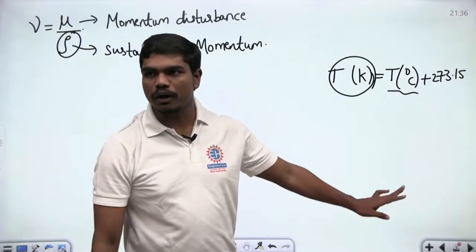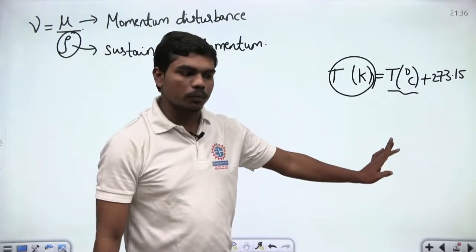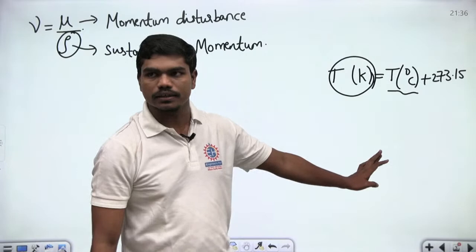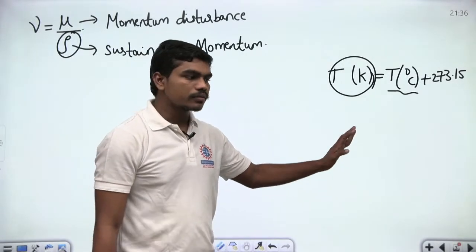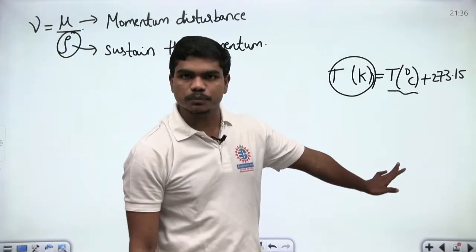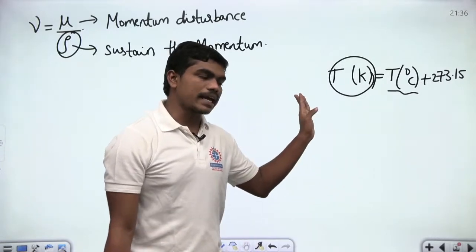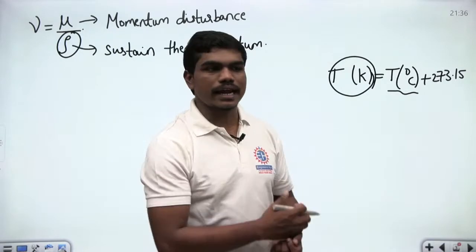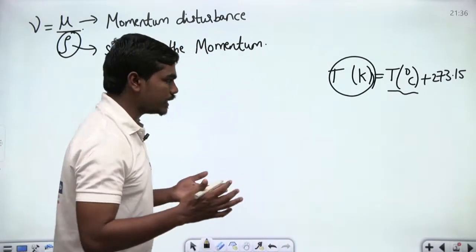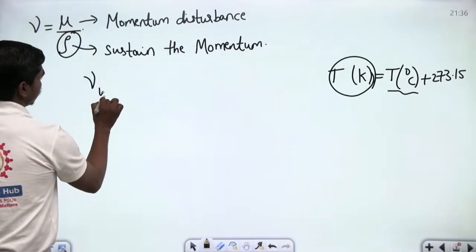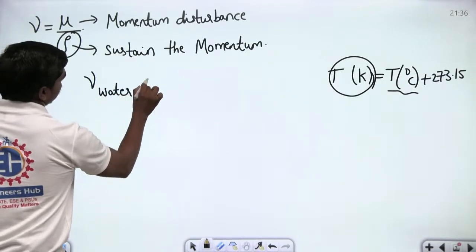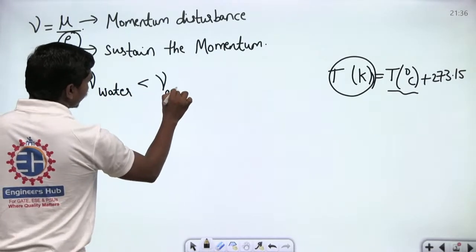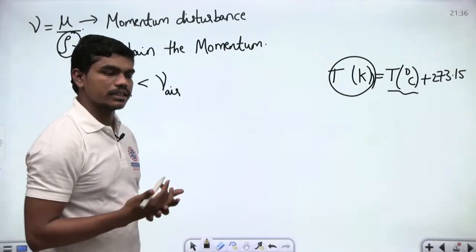Can you all recollect till this point? Yes or no? Can you all recollect till this point from yesterday's lecture? We have seen what is kinematic viscosity, what is dynamic viscosity, what are the different effects of temperature on dynamic viscosities. And also we have seen that the kinematic viscosity of water is less than the kinematic viscosity of air because of density variations in both the things, correct?